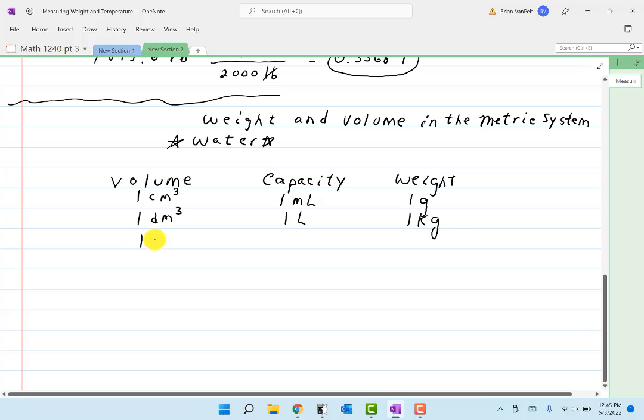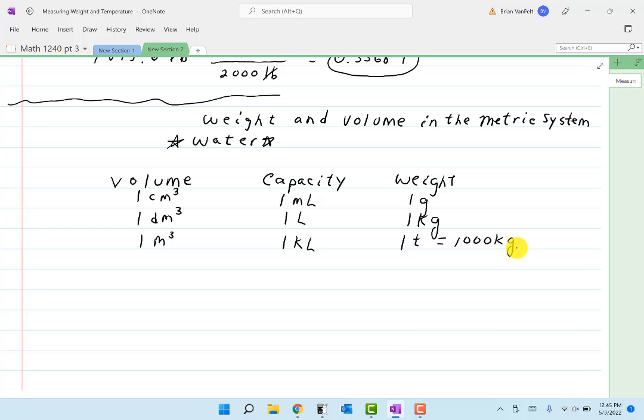And then we have 1 cubic meter. That's equal to 1 kiloliter. Not something that I hear a lot of. But the weight of it is 1 ton. That's TONNE, which is 1,000 kilograms. So you can see their weight and volume connections are absolutely wonderful.